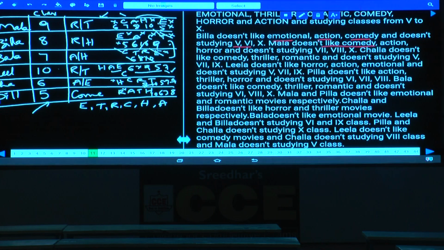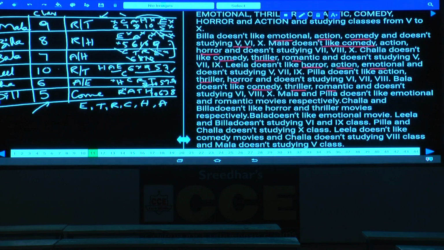Mala does not like comedy, action and horror. Challa does not like comedy, thriller, romantic. Leela does not like horror, action, emotional. Pilla does not like action, thriller, horror. And Bala does not like comedy, thriller, romantic.